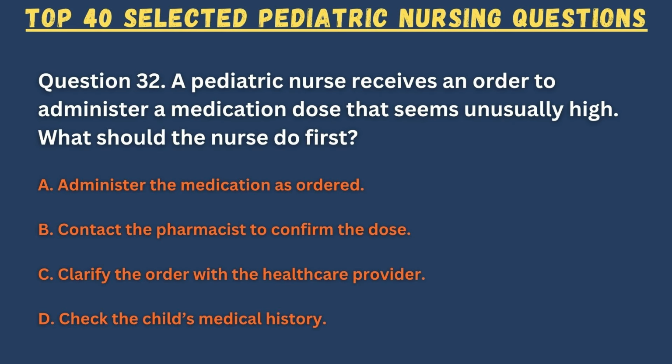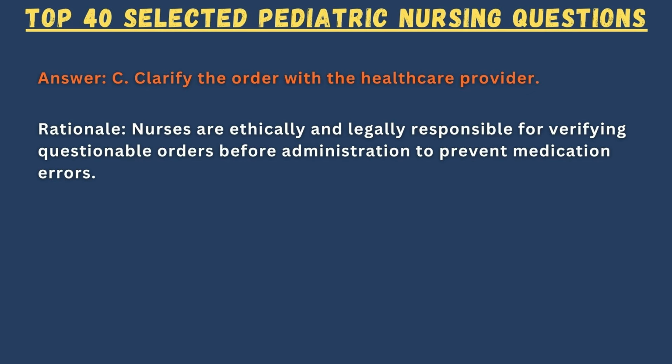Question 32. A pediatric nurse receives an order to administer a medication dose that seems unusually high. What should the nurse do first? A. Administer the medication as ordered. B. Contact the pharmacist to confirm the dose. C. Clarify the order with the healthcare provider. D. Check the child's medical history. Answer. C. Clarify the order with the healthcare provider. Rationale. Nurses are ethically and legally responsible for verifying questionable orders before administration to prevent medication errors.